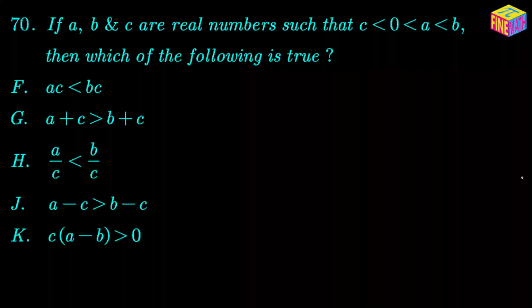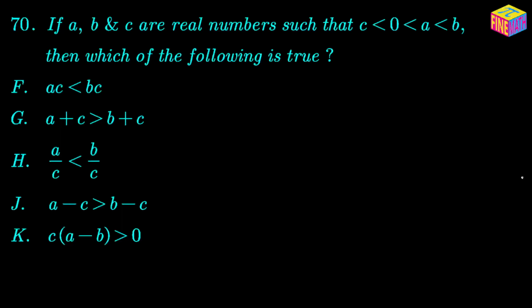So let's get started. Here the question says, if A, B and C are real numbers such that C is less than 0, which is less than A, which is less than B, then which of the following is true? And we have been given 5 options. We have to find out which answer option is the correct one, right?